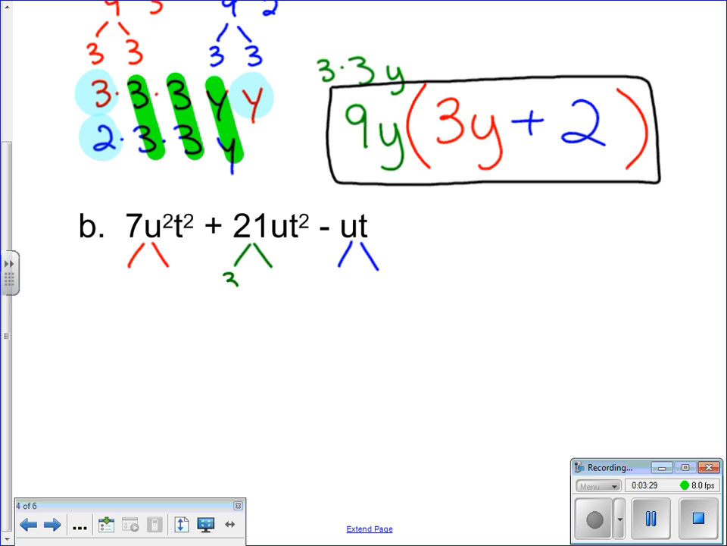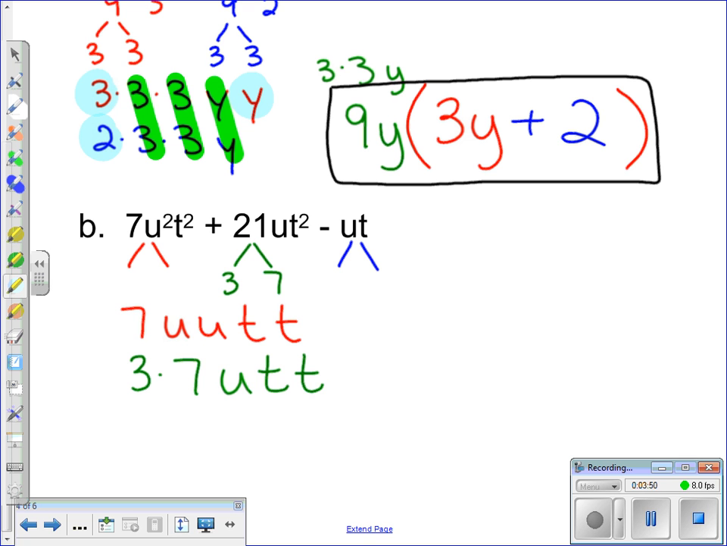So 21 is 3 times 7. 7 is just 7, and there's no number in front of the UT. So 7 U U T T. 3 times 7 U T T. And for the last one, don't forget about that negative 1 U T.